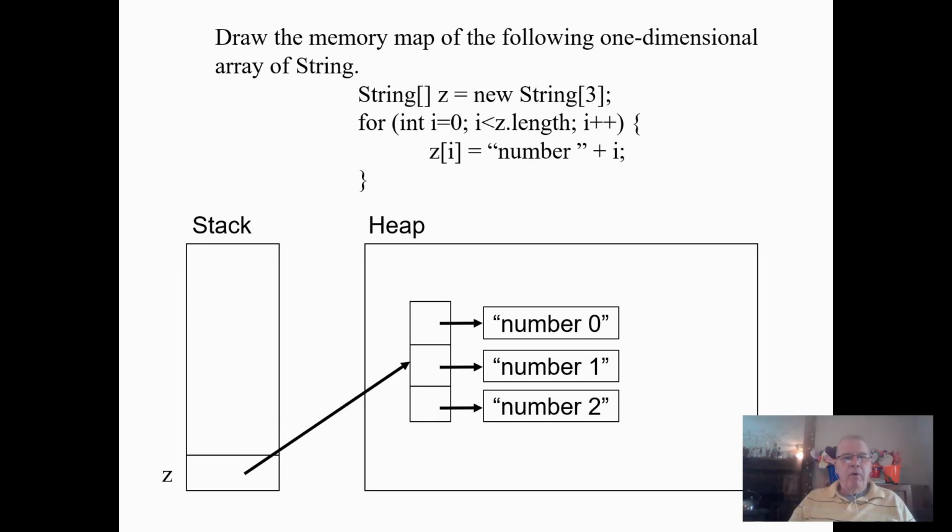So in this, we have an array of string called Z. Z is a new array of string that's size 3. And we loop in a for loop through each of the 3 elements of Z, and we give it "number " plus i, and in this case 0, 1, or 2. Now strings are objects, so they're referenced by the element of the array. They're not inside the array themselves.